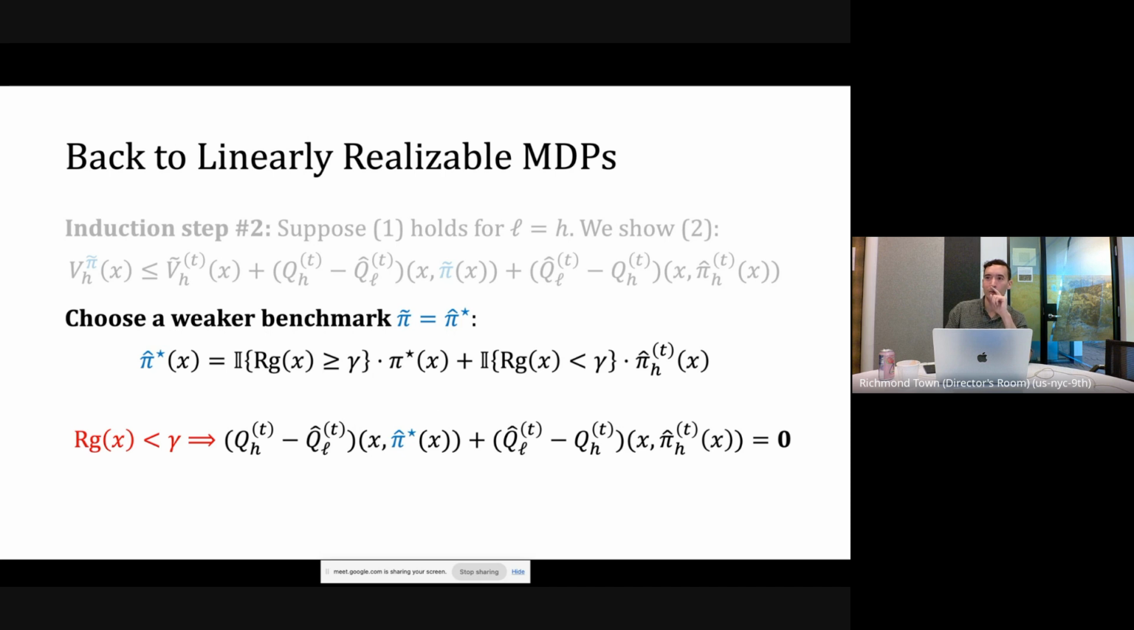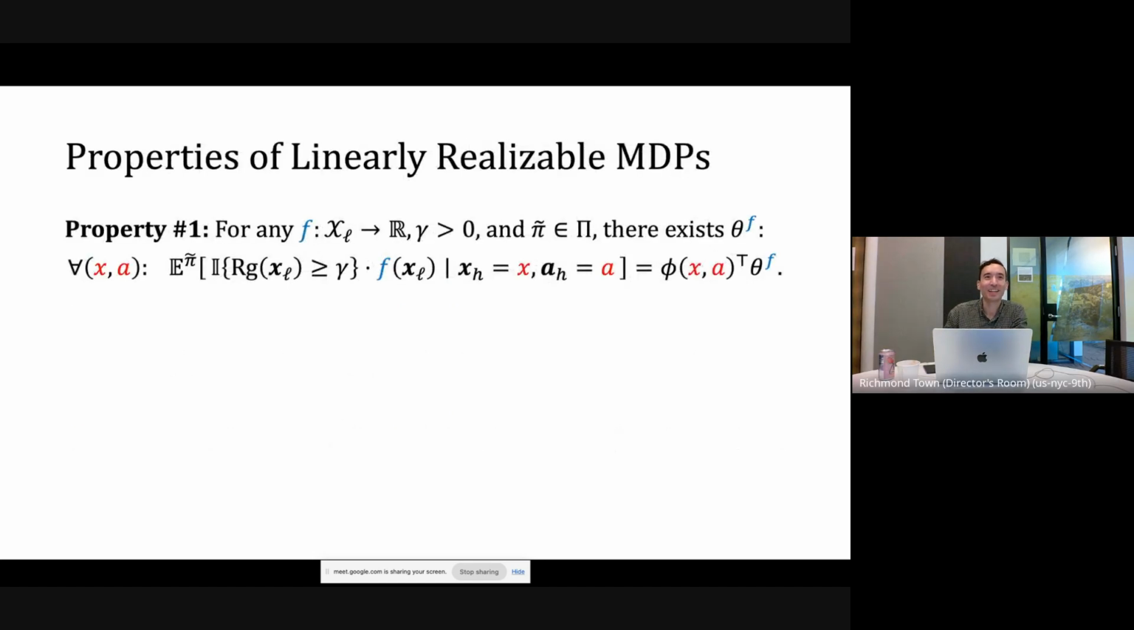So I'm going to test you to see if you're paying attention. Why is this useful? We want 0 errors. Well, it's useful because of this property. I told you earlier that for any function f, if you multiply it by the indicator for the range to be greater than gamma, then this is going to be a linear function.